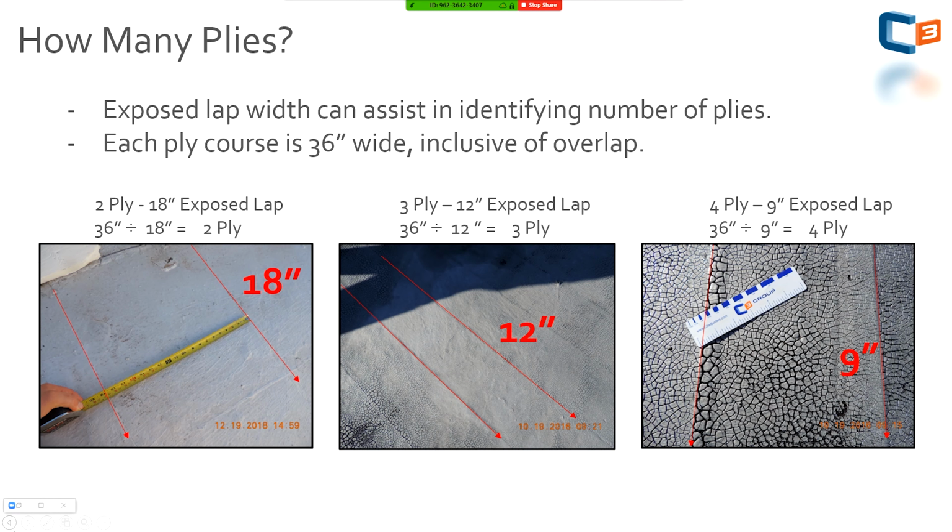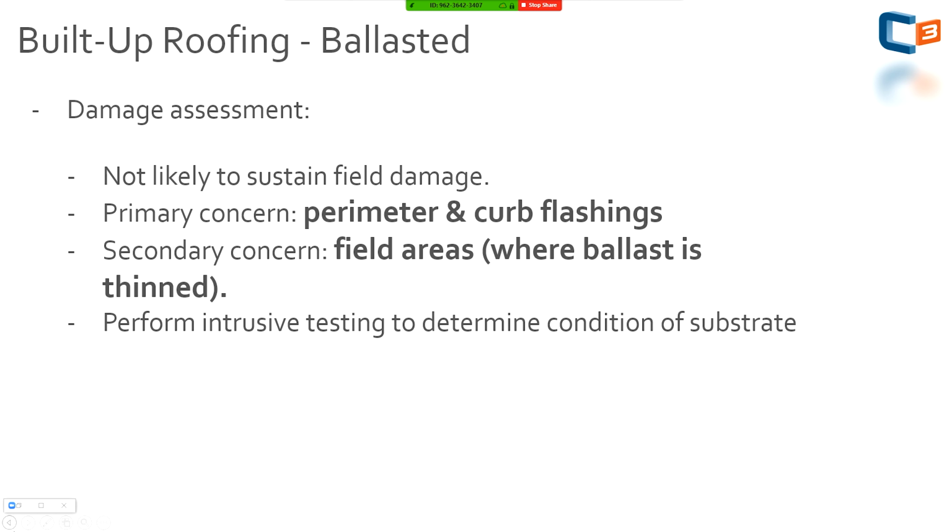Damage assessment on these. So if you have a ballasted built-up roof, meaning there's rock sitting on the roof, it's not going to be likely that it's going to sustain field damage, right? Primary concern on a lot of these roof systems, and this is pretty consistent across the board, is going to be perimeter and curb flashings. The main reason for that, and we'll get into some designs and visualize why that is in a second, but just know a lot of the times that's the most susceptible area. Secondary concern will be the field area. So if you have rock sitting on the roof, a lot of times these are not perfect installs. A lot of times there's maintenance issues. The rock might be scratched back or blown back in certain areas. So if the field is exposed, you want to assess that. But primary concern will be the perimeter and curb flashings.